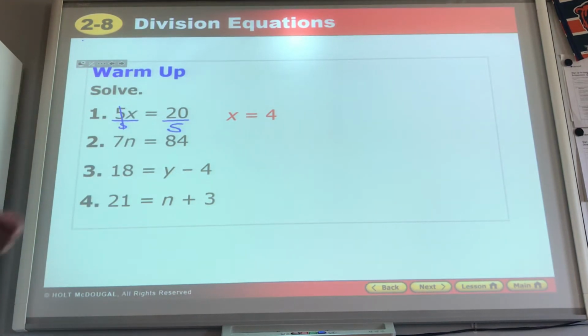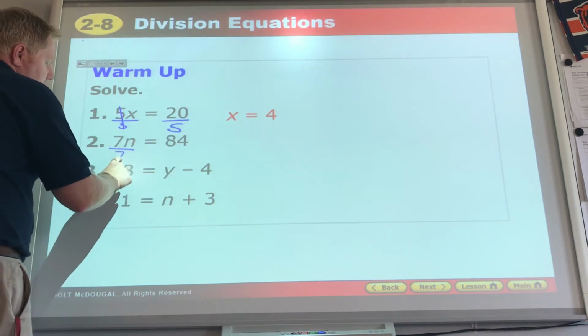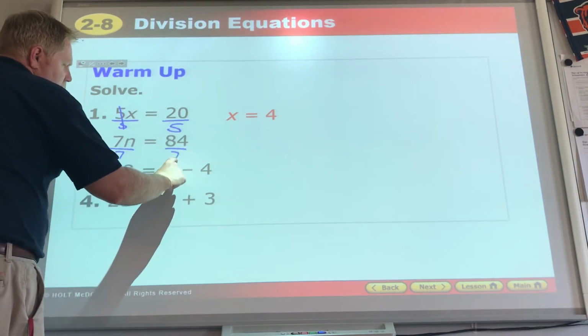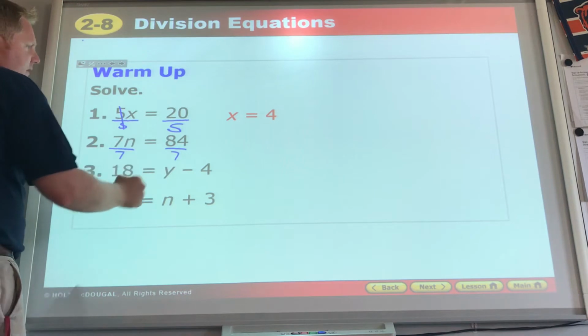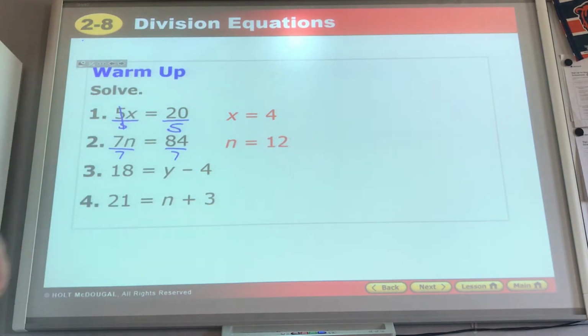This one, we look at the side with the variable. Division by, hopefully you said 7. Division by 7. 84 divided by 7 is 12. 7 times 12 is 84.